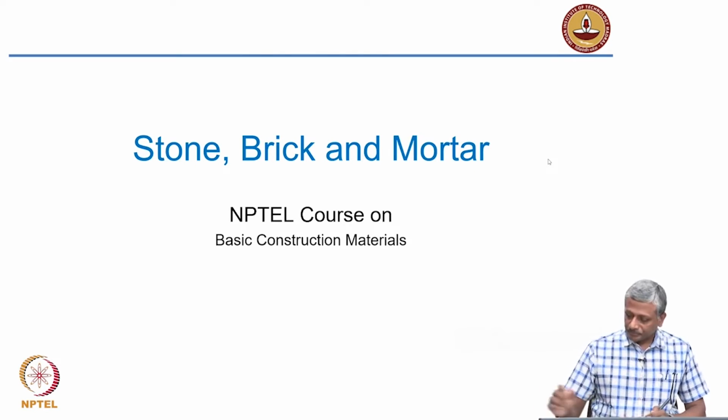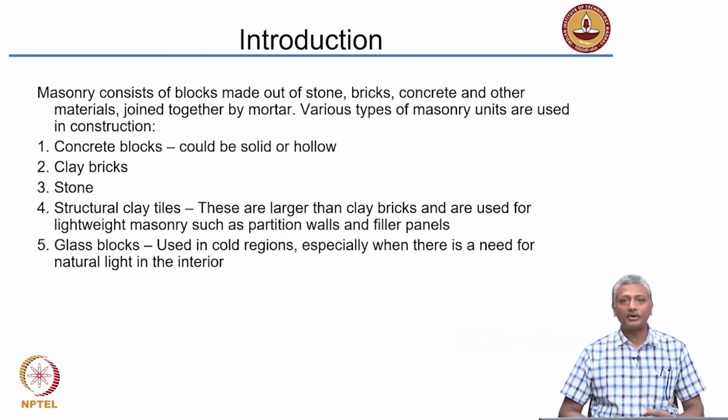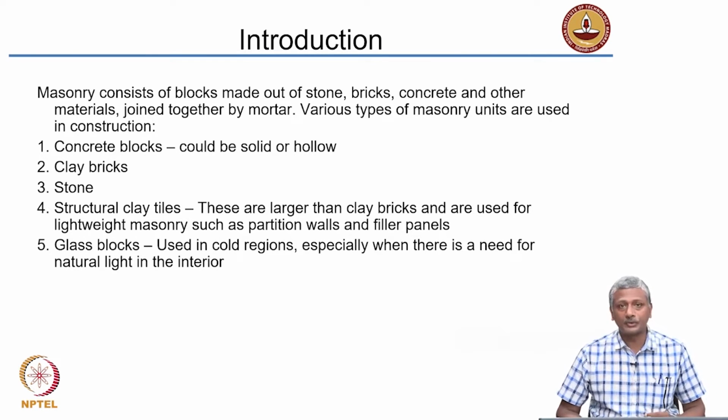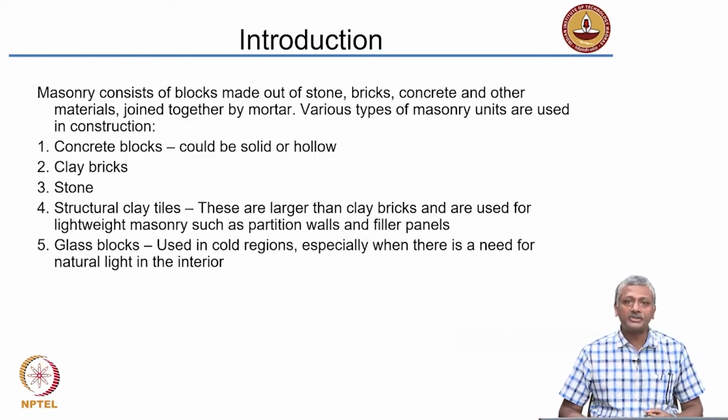Okay, so moving on, as I was already saying, masonry basically consists of blocks that are made out of stone, bricks, concrete and other materials which are jointed together with a mortar. In some cases, they may not be jointed with a mortar also. They may actually simply be resting on one another, like in the construction of the old temples in the past, where they have dry jointed masonry structures, where you didn't have any jointing material like cement or lime inside.